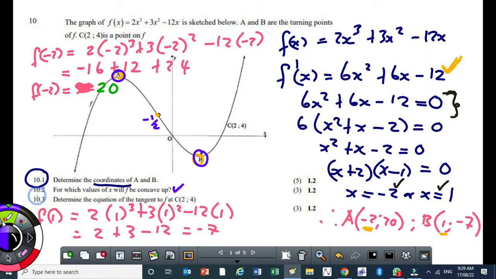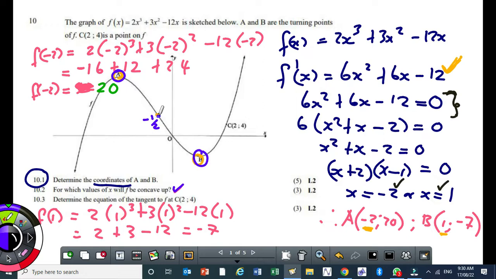The question says, for which values of x would f be concave up? How can you say less than half? It's concave up to the right, so how can you say less than? It's greater. Remember, this is our point of inflection.